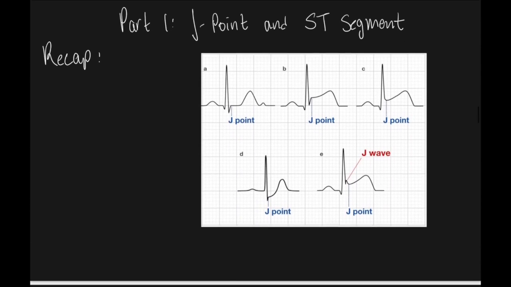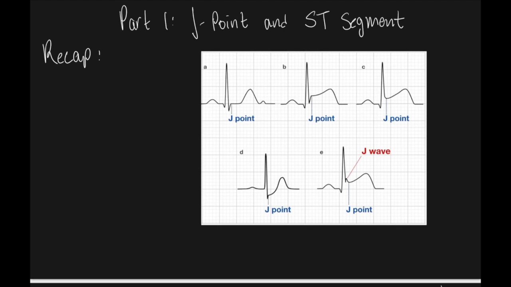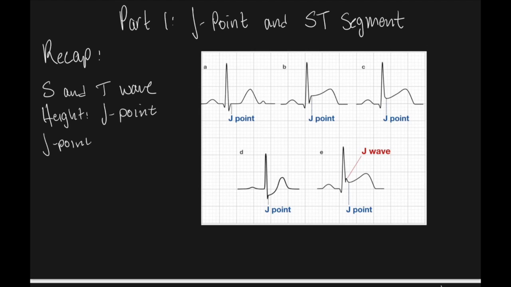Now we're going to move on to the J point and the ST segment. Remember that the ST segment is that space between the S and the T wave. Remember that the height is measured at the J point. And remember that the J point is that isoelectric point. And lastly, we remember that sometimes a J wave may be present. And just as a quick recap, remember that isoelectric point is right as we proceed down and things start to flatten out.